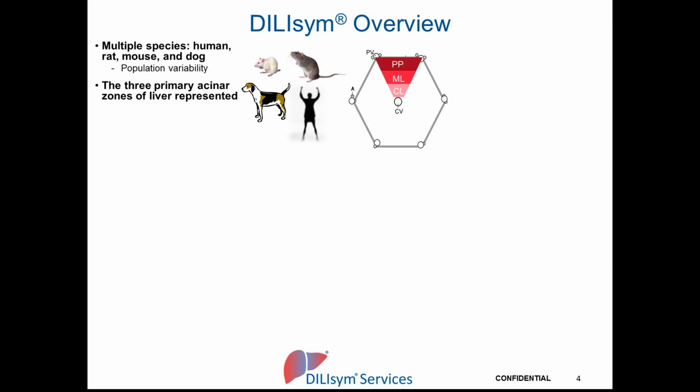DILIsym represents 4 species: the human, the rat, the mouse, and the dog. So that includes, of course, the primary preclinical species, as well as population variability within each of these species, particularly individual or interpatient variability. DILIsym also includes 3 zones within the hepatic acinus, and this enables us to be consistent with histology type measurements.